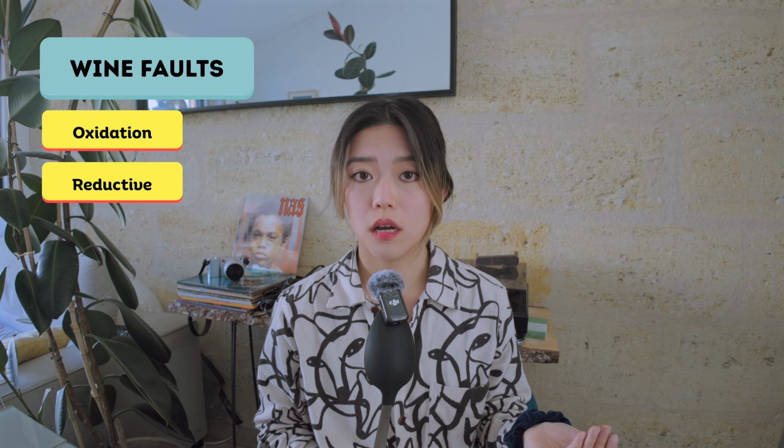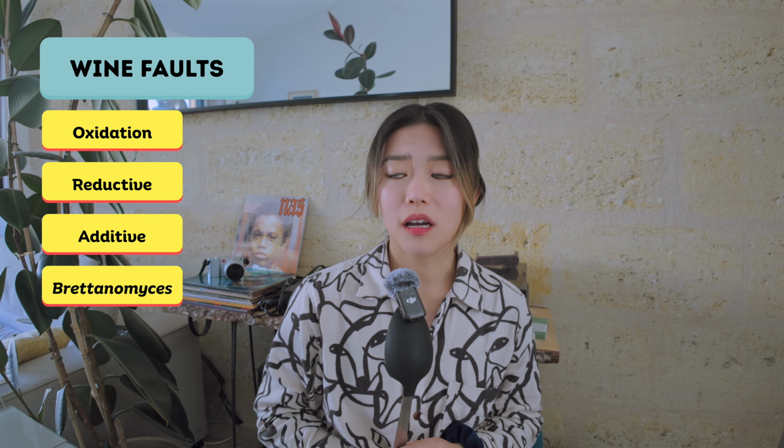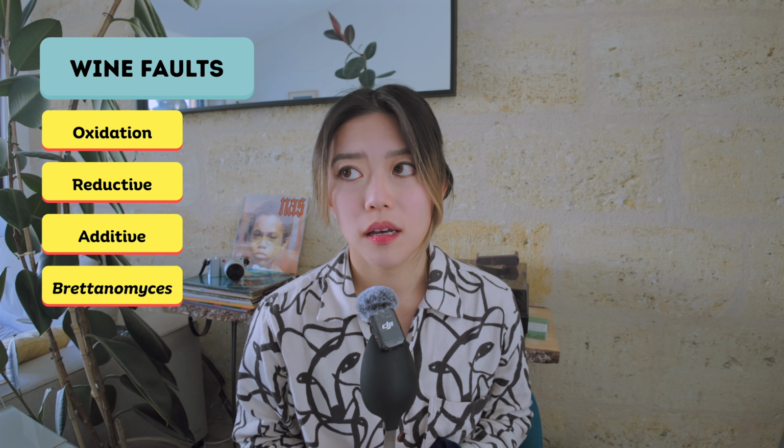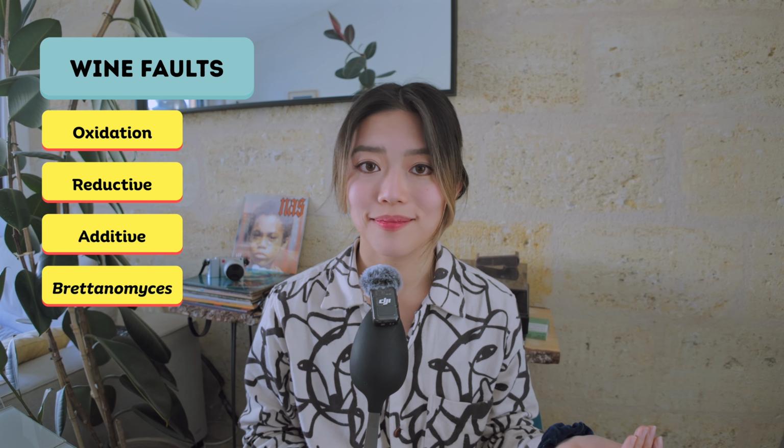Wine faults. During the winemaking process, winemaking errors can cause microbial spoilage or oxidation, which can have a huge impact on the wine quality or intended wine profile. There are four types of wine faults: oxidation, reductive, additive, or Brettanomyces. I think you're not gonna die from having a sip of it. Wine faults can really change everything, and you will understand why.